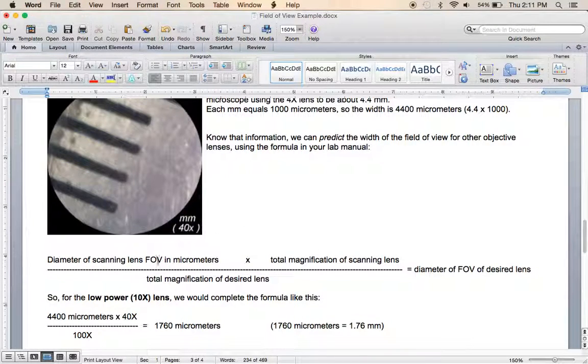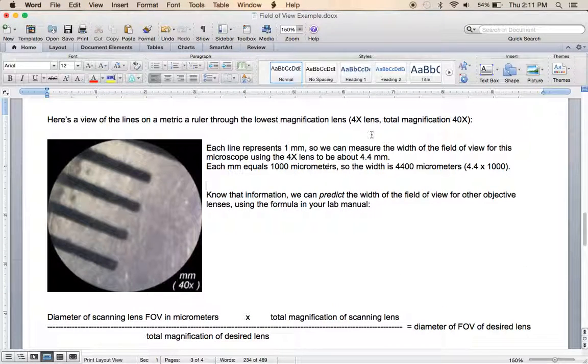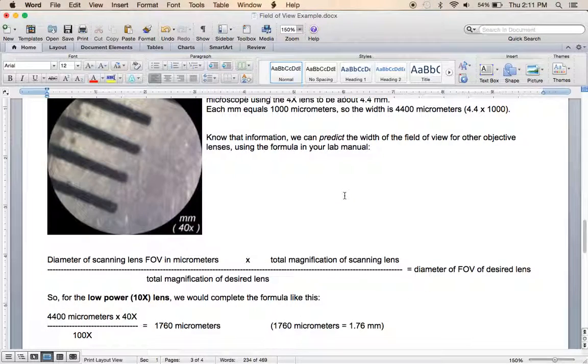So when we're looking at this calculation with this formula, you're going to use micrometers for your diameter, which we know to be 4,400 because we've just measured it using that ruler, times the total magnification of the scanning lens, because that's what we're using as our base of measure. And we know that that's going to be a total magnification of 40 because it's a 4x lens and you've got the 10x magnification on the eyepiece. So the number that goes here is going to be 40.